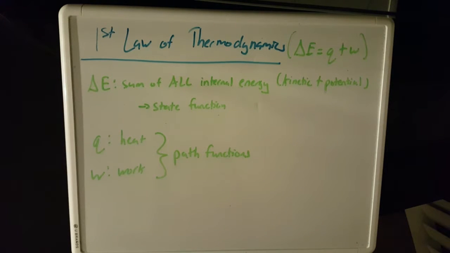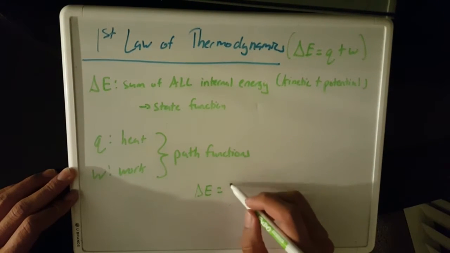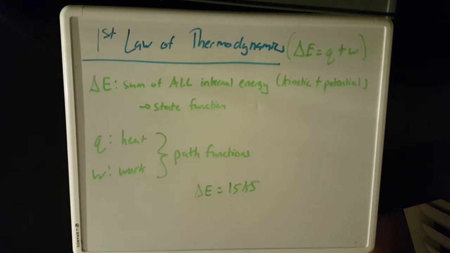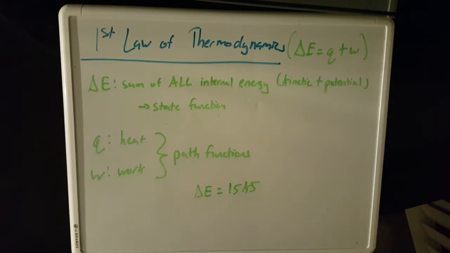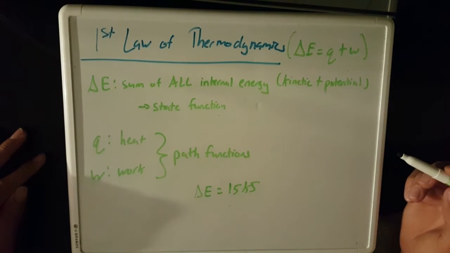So the important thing to note here is that Q and W are path functions, whereas delta E is a state function. So basically what that means is that you can have, let's say, lighting a fire, or the energy that a fire creates versus the energy that you have on a stove that's boiling water. Let's say those energies, the delta E for both of those is equal to 15 kilojoules of energy. So they can have the same internal energy, but the stove is going to have a different proportion of heat and work than just the fire would have.